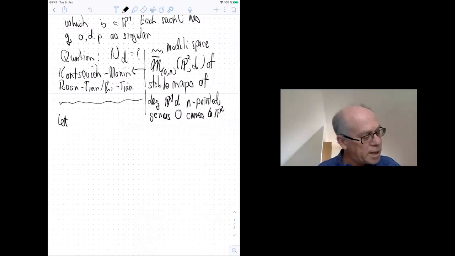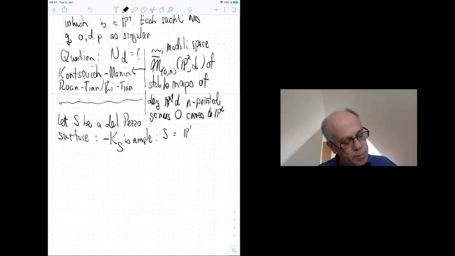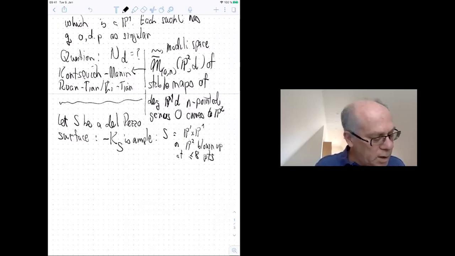Let S be a Del Pezzo surface. So what is that? If you take the canonical class, so that's the line bundle, the divisor associated to the canonical line bundle, in other words, the determinant of the differentials, take its minus, this is ample. So in fact, that's an abstract definition, but what it means is that S is either equal to P1 cross P1, or it's P2 blown up at most 8 points. And the 8 points have to be sufficiently general. They can't lie on too many curves of small degree. Okay, so one classic example is the cubic surface in P3.